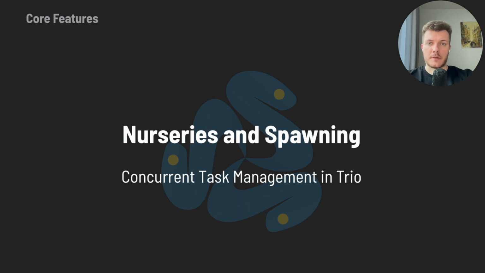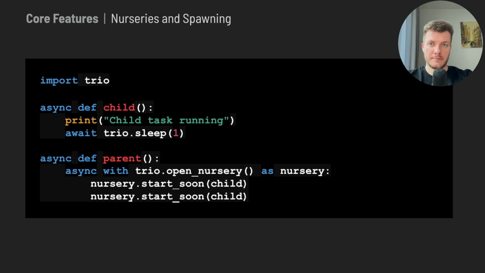Let's look at how you can actually use nurseries in your code. The syntax for using nurseries in Trio involves the async with statement. We begin by calling trio.open_nursery to create a new nursery context. Within this context, you can spawn tasks using nursery.start_soon. This example shows a simple parent-child task setup. The child task runs concurrently, and the nursery ensures all tasks complete before exiting.